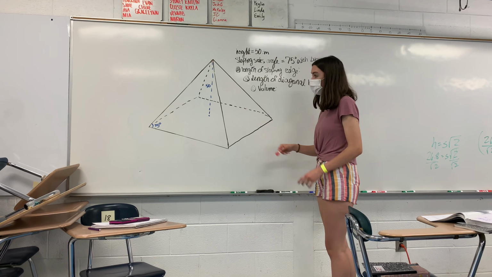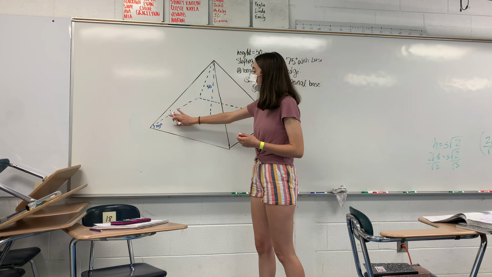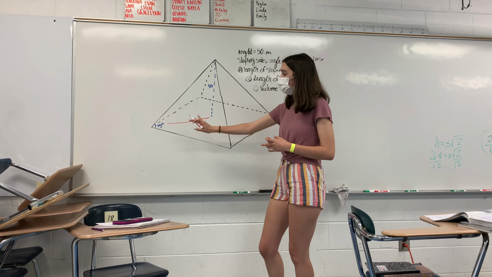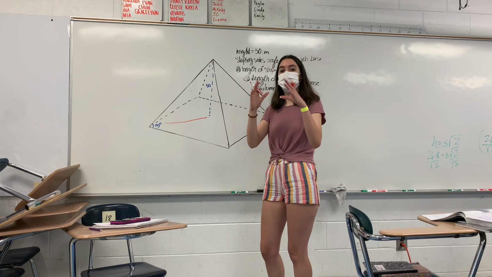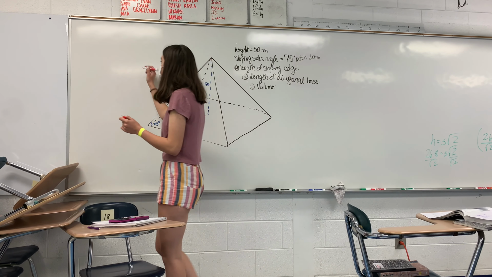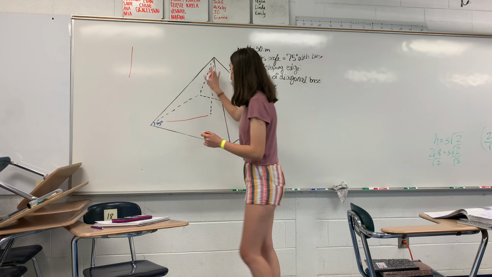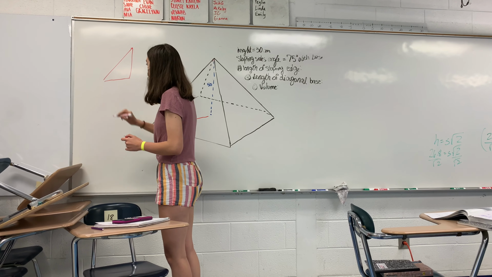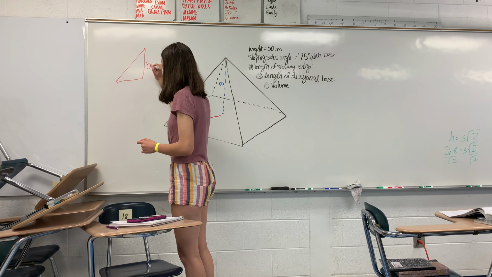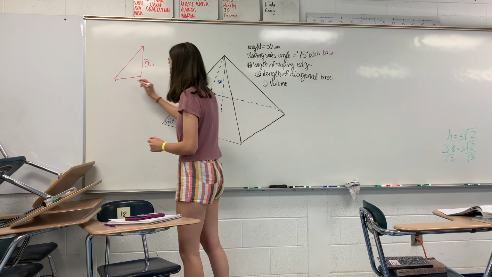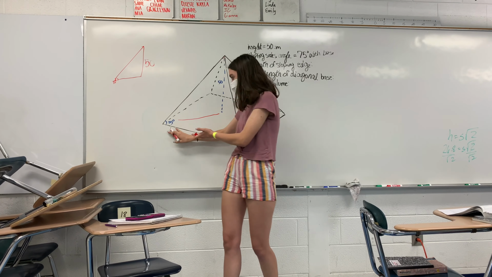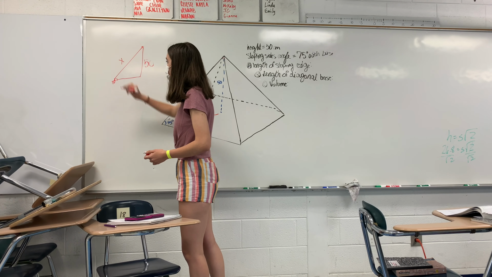How we're going to do that is we're trying to find this big hypotenuse here. We can break up this triangle so that we focus on only one part of it instead of the whole. So I'm going to redraw this triangle over here. We know the height is 50, we know this angle is 75 degrees, and we're trying to find this x.